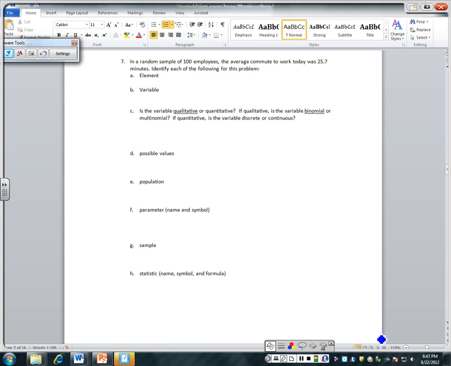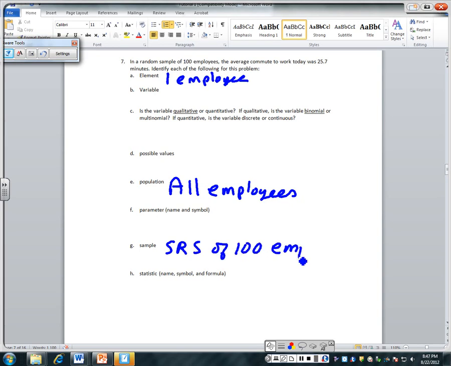Okay, and a random sample of 100 employees. One employee, all employees, sum, or an SRS, of 100 employees. Element, population, sample: one, all, sum. The variable is the time of commute today, or today's time of commute. That is a quantitative variable, and it's continuous.